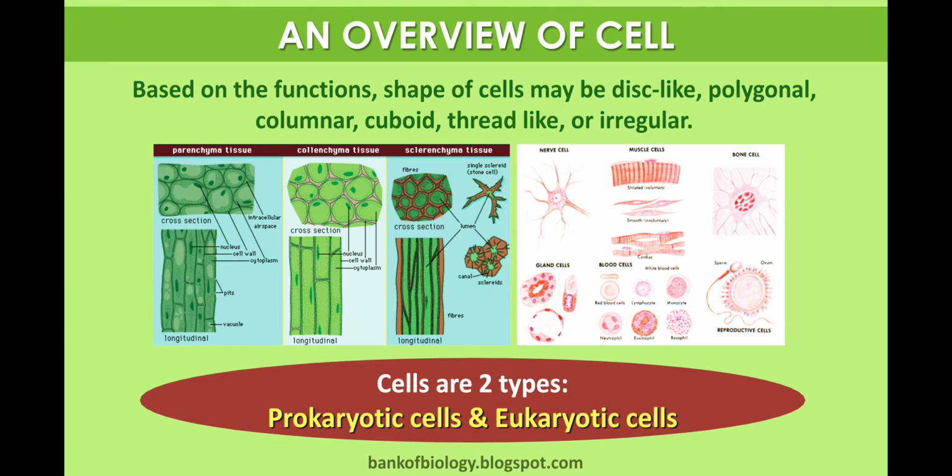And there are two types of cells: prokaryotic cells and eukaryotic cells. Prokaryotic cells do not have a well-organized nucleus, and eukaryotic cells have a well-organized nucleus.